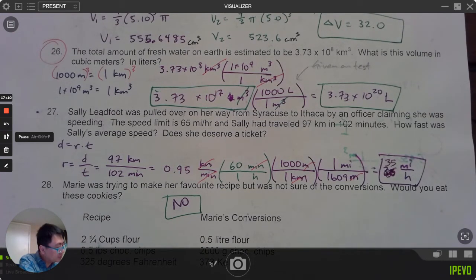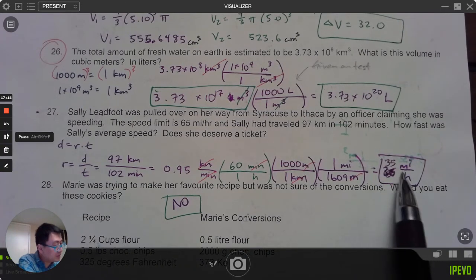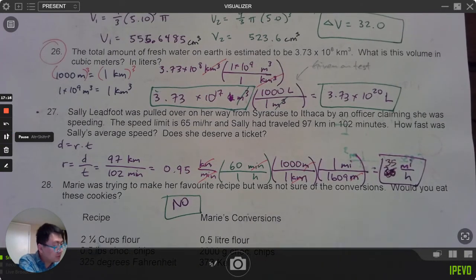Now for the second part of the question. Her average speed is 35 miles per hour to 2 sig figs. Does she deserve a ticket? We can't actually answer that. Even though her average might be 35 miles per hour, we don't know if she was sitting at a red light going 0 miles an hour, and then when it turned green, Sally just stepped on the gas and went way over 65 miles per hour. So we can't exactly answer that question. Kind of unknown, you can say.